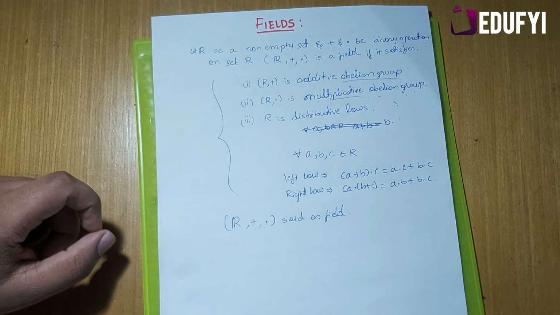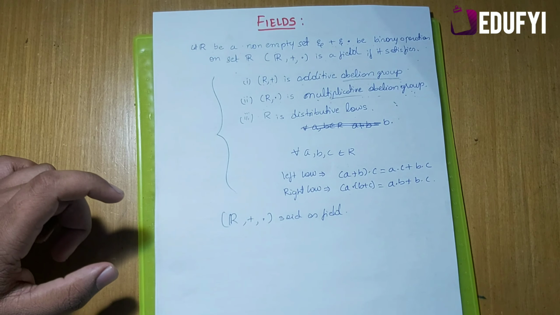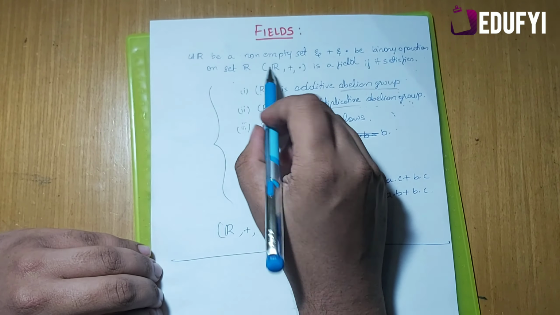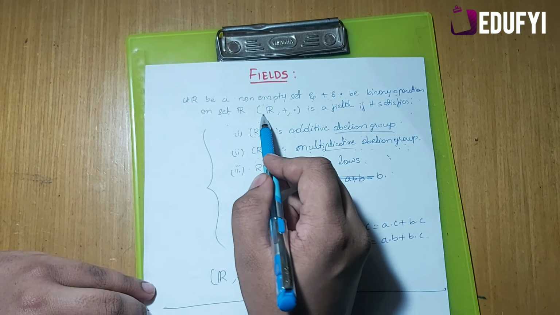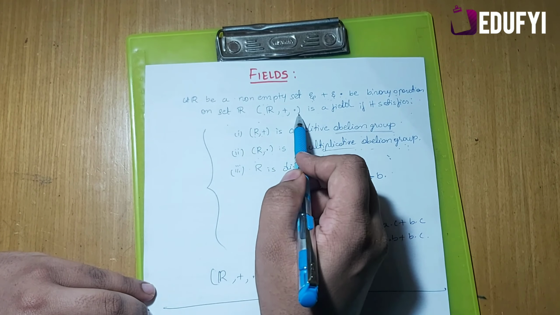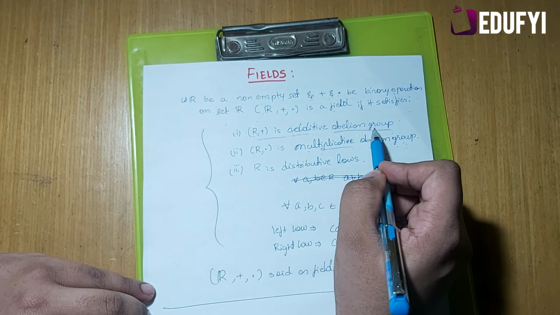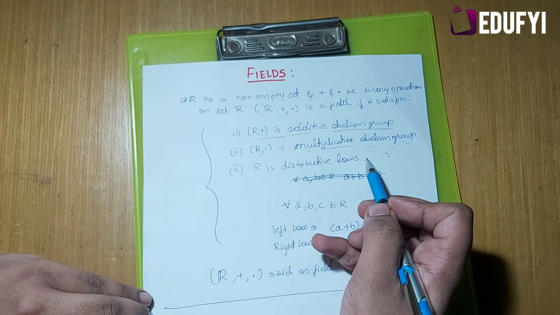If you find rings and fields to be the same and want to know the difference, I'll be putting up another video on the difference between rings and fields. You can check that video. So now we have found out what a field is. It's a non-empty set R where plus and dot are binary operations, and R comma plus comma dot is a field if it satisfies R as an additive abelian group, R as a multiplicative abelian group, and the distributive law.